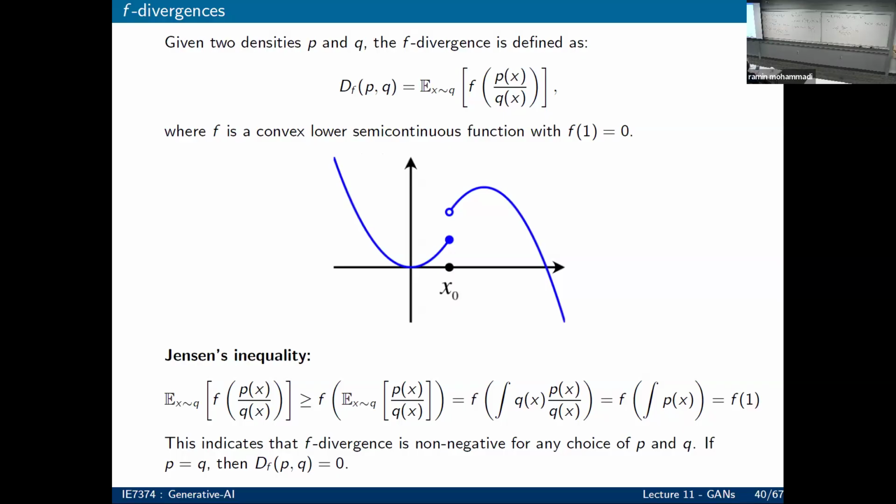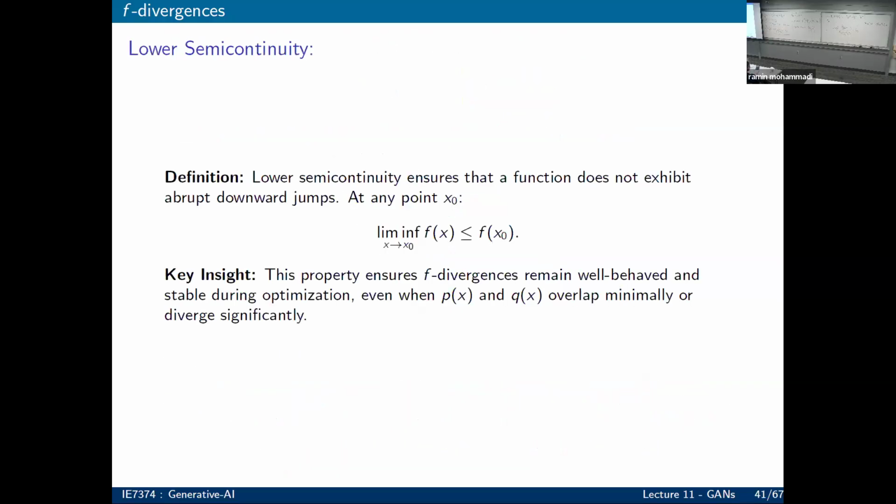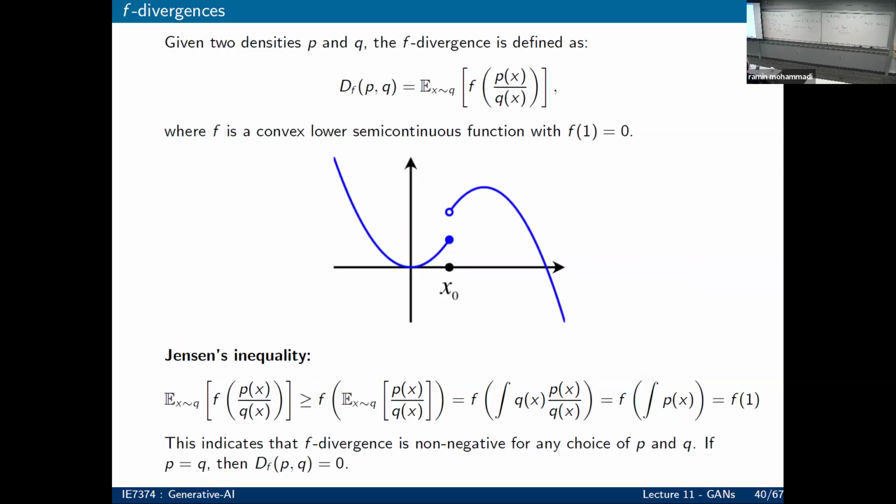I think we have an image that we're going to go over later, and I'm going to prove it somehow on that image. But this becomes an example of semi-continuous, for example. So you need to find a function f which is semi-continuous, produces 0 at point 1, and is convex. Then you can use that in your KL divergence by assigning it here. This way, this becomes F divergence.